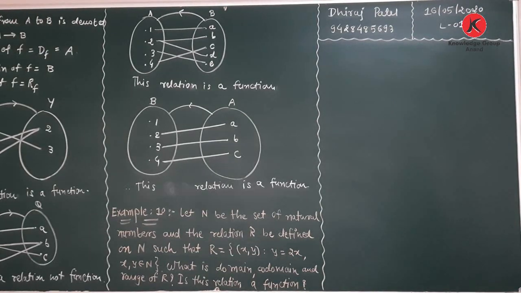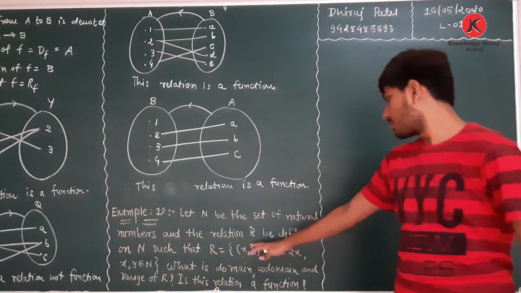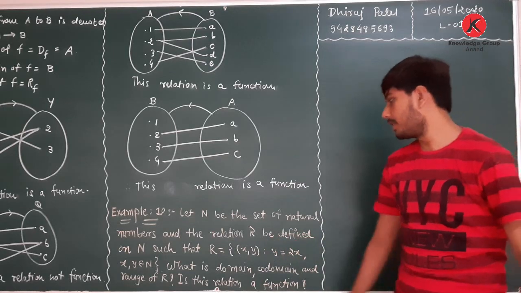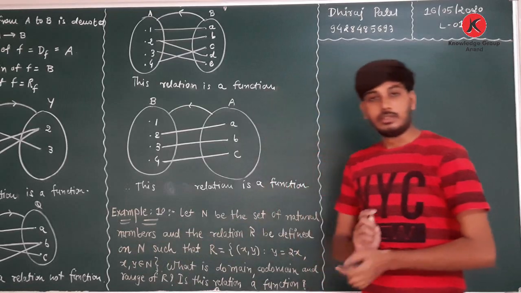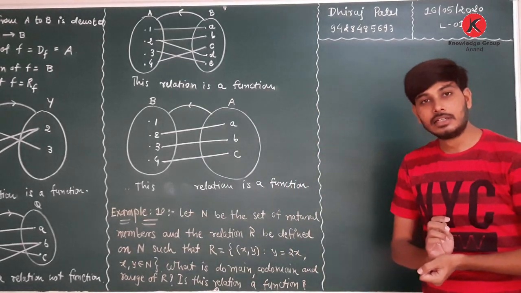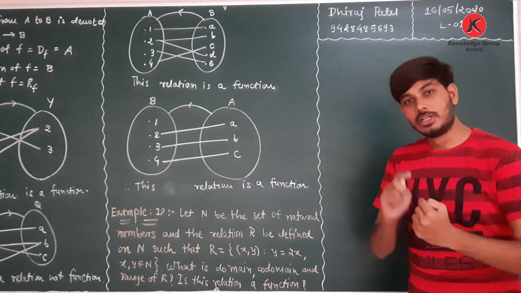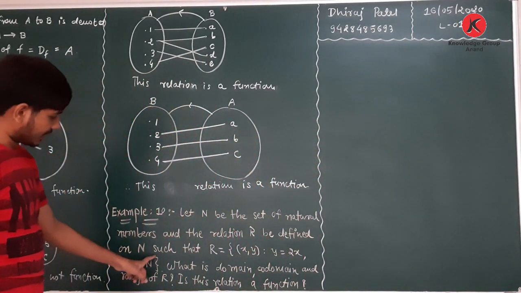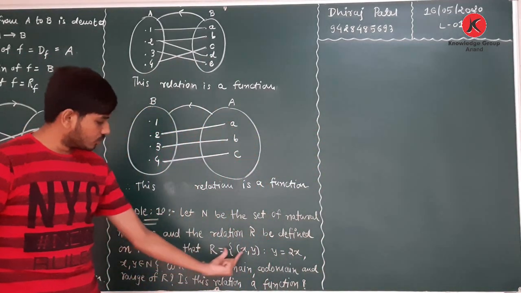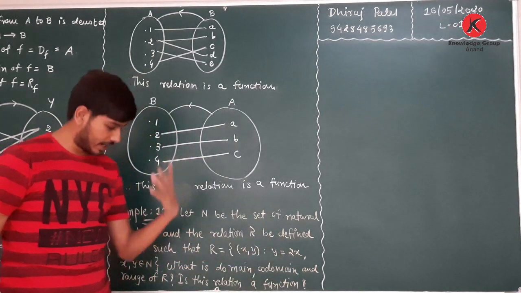In the example 10, it is given that let N be the set of natural numbers and the relation R be defined on N. That means relation R is from N to N. Defined on N, on N matlab N to N. R is the relation from N to N, such that R equals to order pair of x, y, such that y equals to 2x.